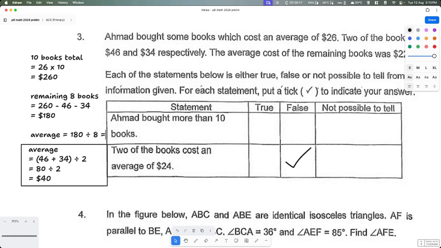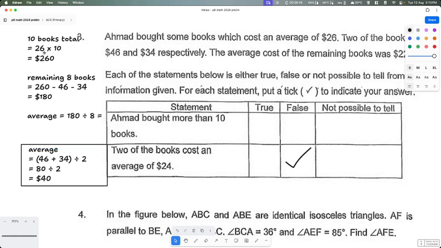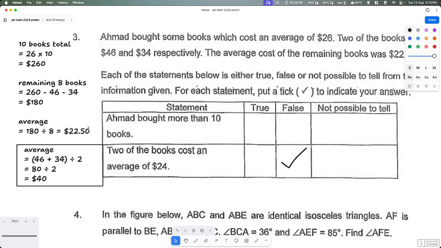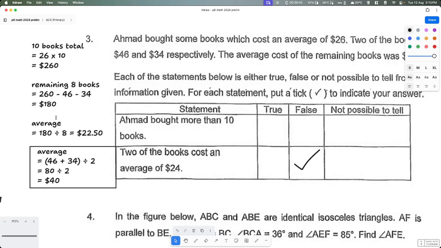180 divided by 8 is $22.50. So that means he must have bought less than 10 books, right? So in this case, this is false. That's it. Let's move on to the next question.